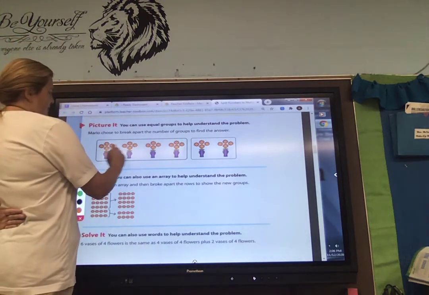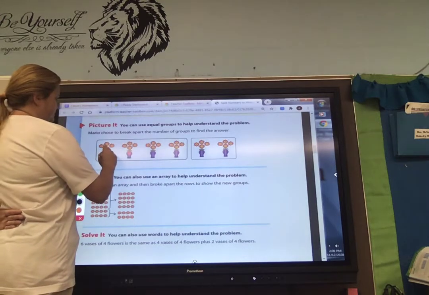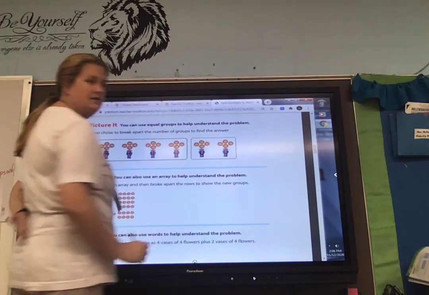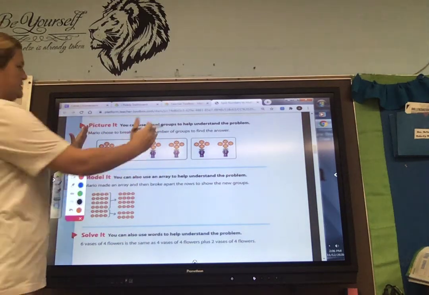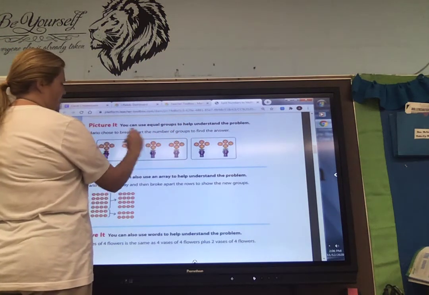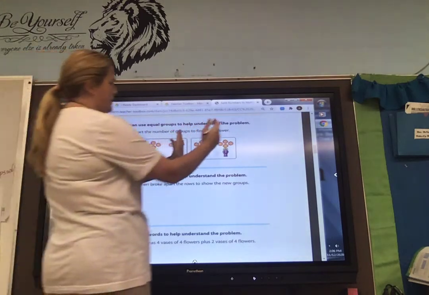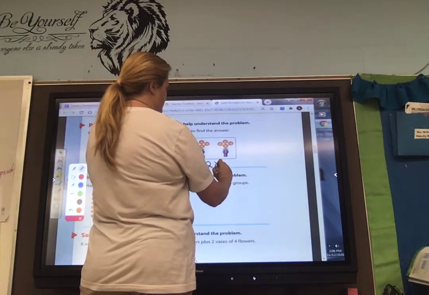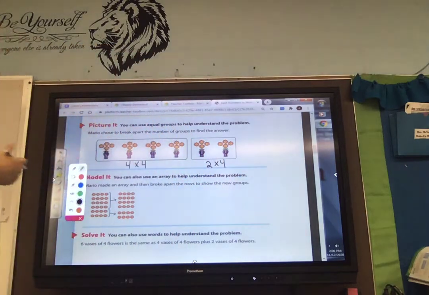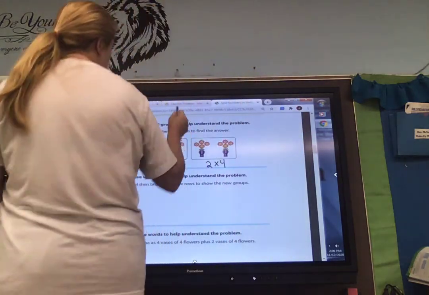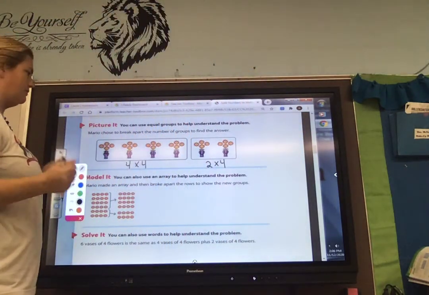I see 4 flowers, 4 flowers, 4 flowers, 4 flowers, 4 flowers, 4 flowers, right? So we know they've got a 4. So this first section is showing us 4 groups of 4, or 4 times 4. The second group is showing us 2 groups of 4, or 2 times 4. So they broke it apart into 4 and 2. Let's see what 4 and 2 give us. 4 and 2 make what? 6. So they took a 6 is what they did and broke it apart in a different way.